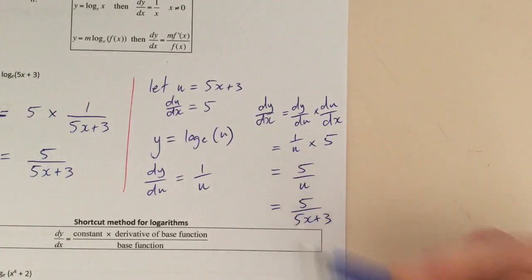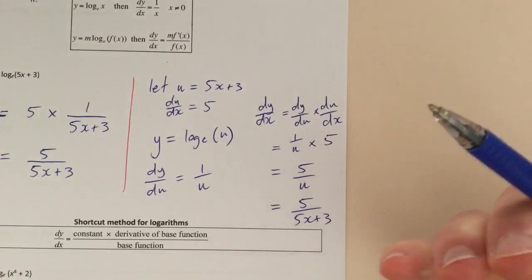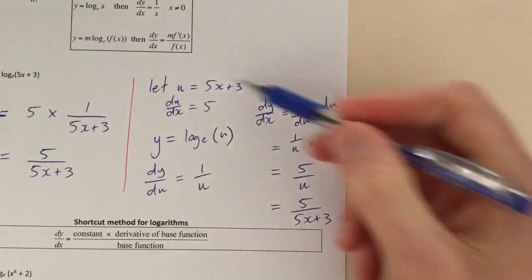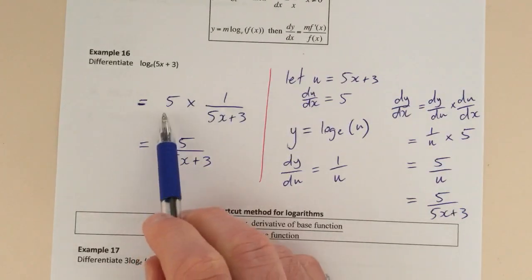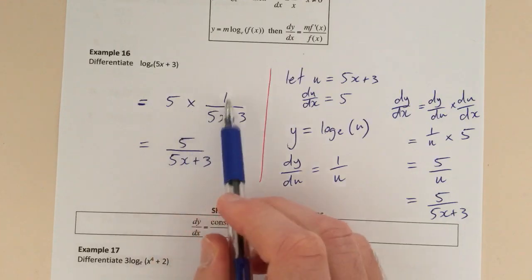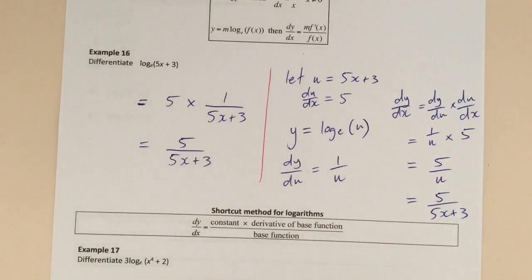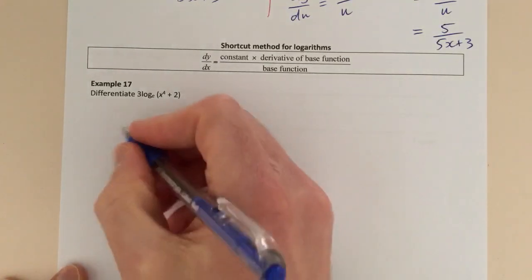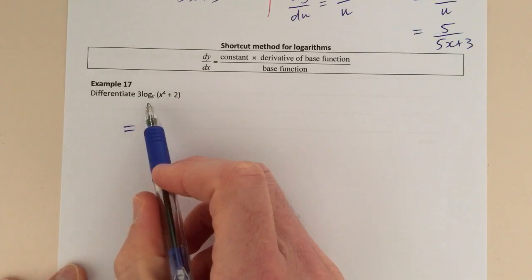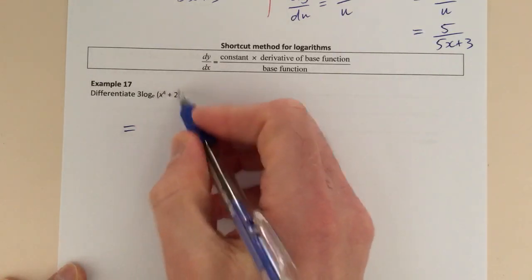As I said, not necessary to do it this way, but not a bad method to use if the question just looks a bit tricky, and a clear way of showing why this shortcut method of simply multiplying by the derivative and then putting 1 over whatever was in the bracket works out the way it does. So with example 17, the derivative of 3 log e of x to the power of 4 plus 2, well, I would just look at it and go, what's the derivative of the bracket?